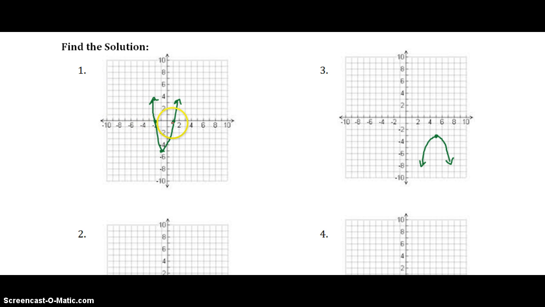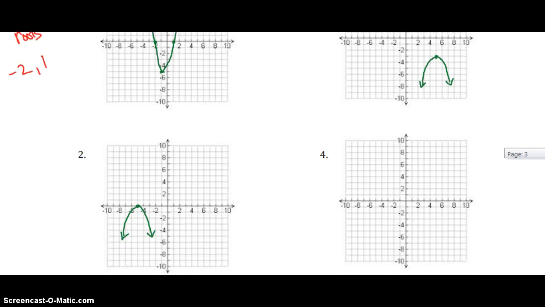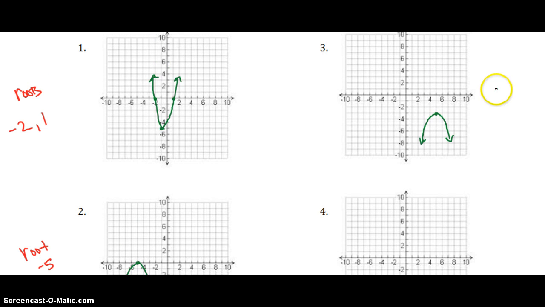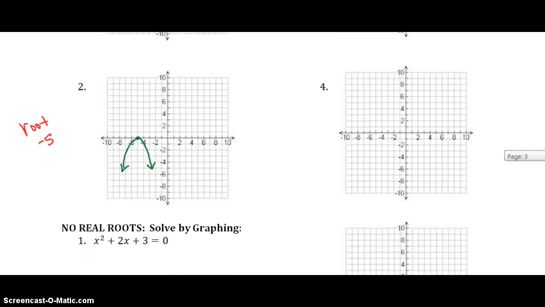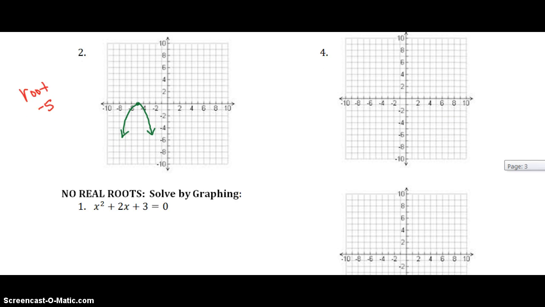If you look at number 1, there are 2 roots, so the roots are going to be negative 2 right there and 1. If you look at number 2, there's only 1 root, so its root is at negative 5. And if you look at number 3, there are no real roots. So you can also solve if you're given the graph of a quadratic. And we'll just omit number 4.